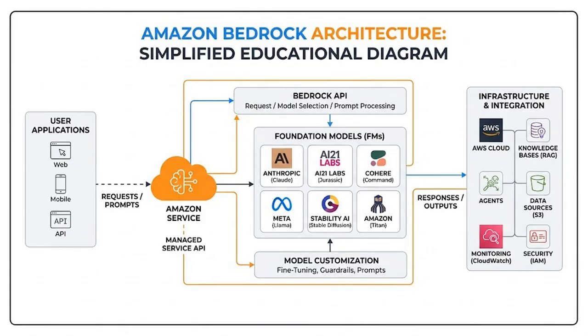Notice the shape: your app on one side, one Bedrock door in the middle, and behind it many models, your knowledge, your tools, and your safety rules. That's a real production generative AI architecture on AWS.